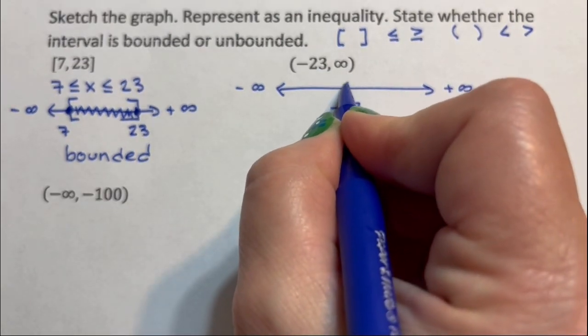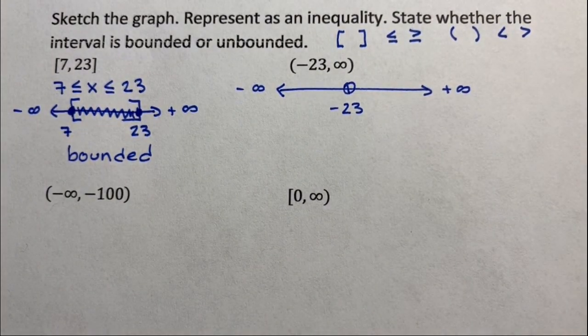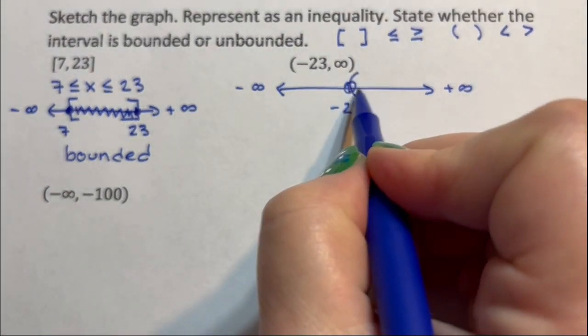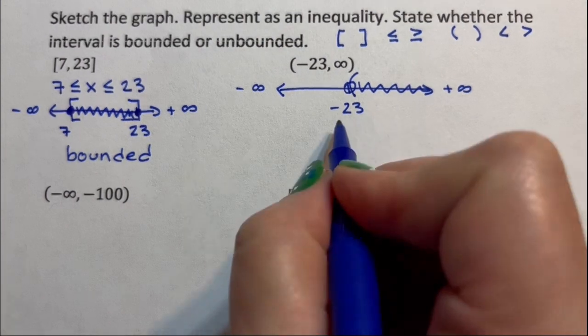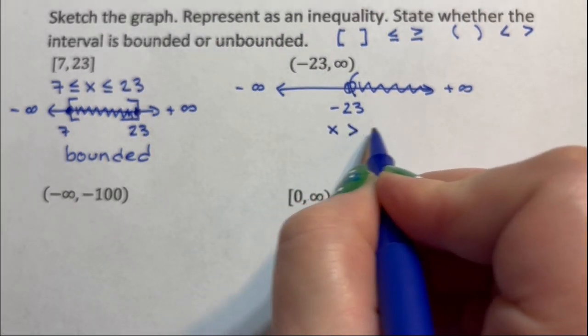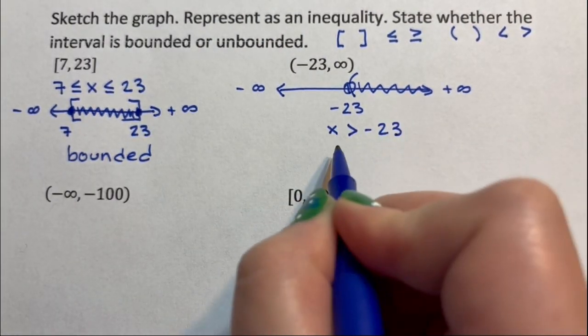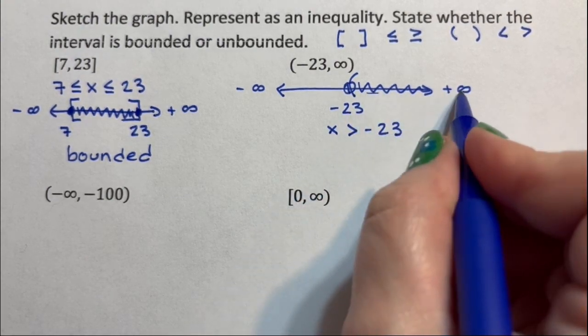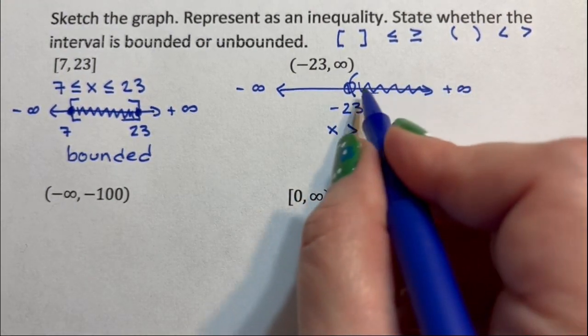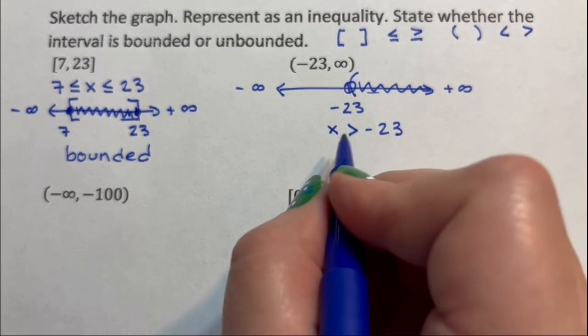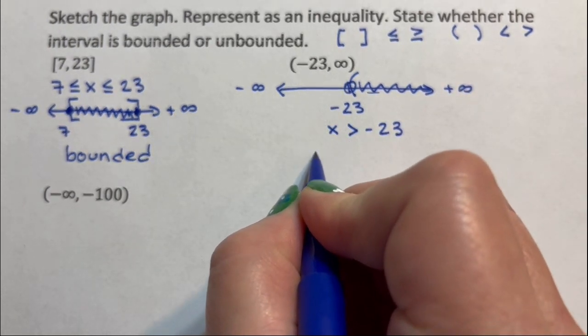So traditionally, like I said, we would do an open hole, but I don't want an open hole. I want a parenthesis. We're going towards the infinity. So x is greater than negative 23. And this, because it's going towards infinity, and we have nothing stopping that line going forever, means it's unbounded.